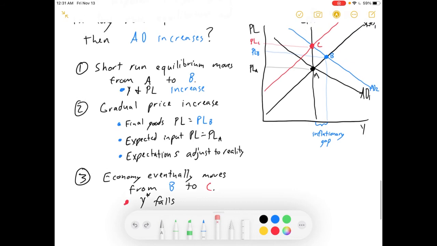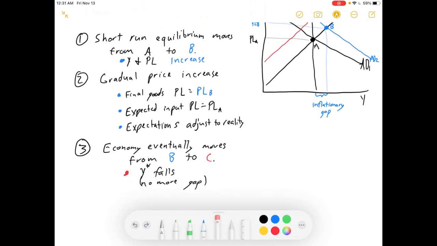Y star will fall then. The inflationary gap will close. No more gap. And the price level will rise.